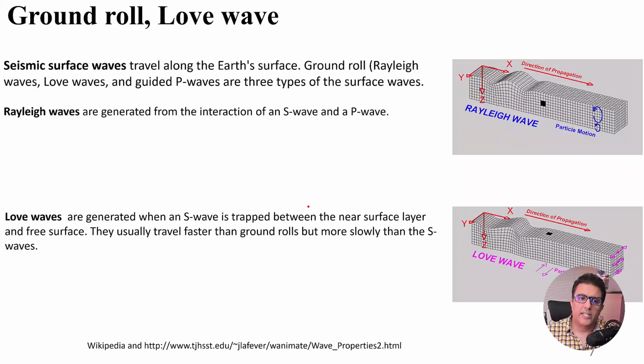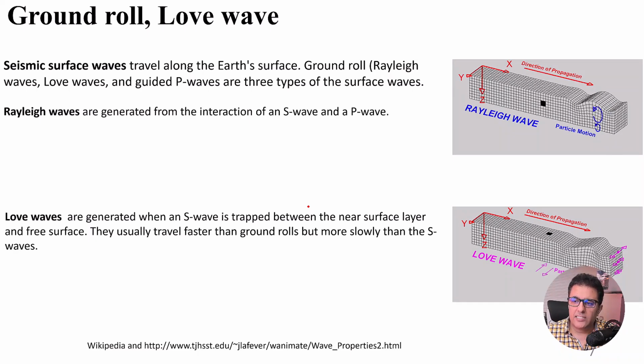Surface waves can be, again, divided into two subcategories. Rayleigh wave, as you see here, is produced as an interaction of P wave and S wave. And as you see here, it has retrograde motion. And we have Love waves. Love waves are a kind of S wave that is trapped in near surface formation. And as you see, Love wave, similar to S wave, is a kind of transverse wave. It means that the wave propagation direction is perpendicular to the particle motion.